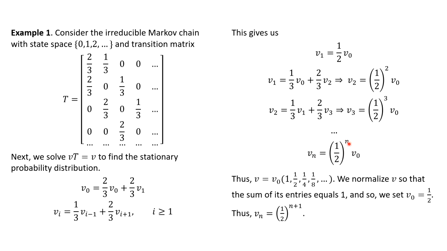So vn equals 1/2 to the n power times v0, and then it tells us our stationary probability distribution equals this, but we want it to be a probability distribution. So if we add these up in here, this is the geometric series, it adds to 2, and so we need to make v0 1/2, and then this will add up to just 1, which is what we want. And then we put in v0 equals 1/2, you get 1/2 to the n plus 1 for v sub n.